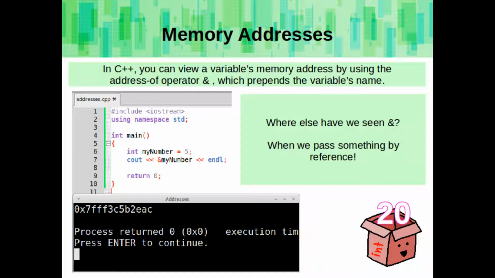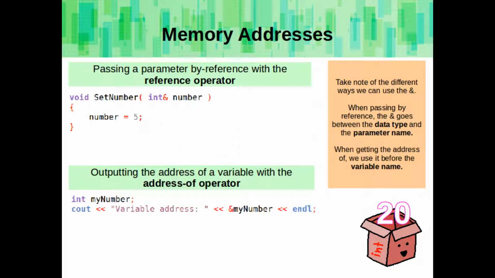Where else have we seen ampersand? When we pass something by reference. Take note of the different ways that we can use the ampersand. When passing by reference, the ampersand goes between the data type and the parameter name. When getting the address of, we use it before the variable name.